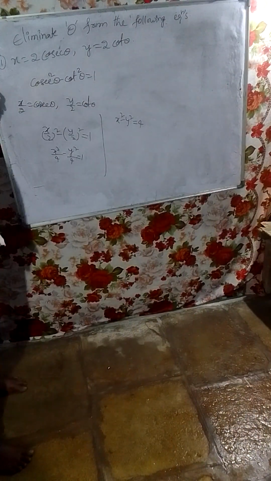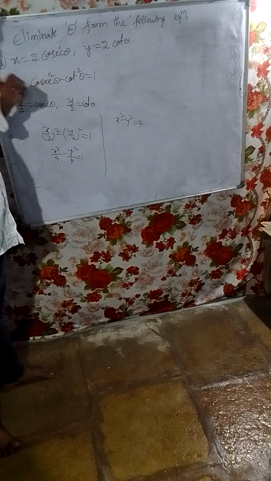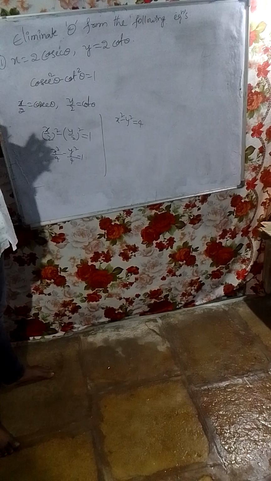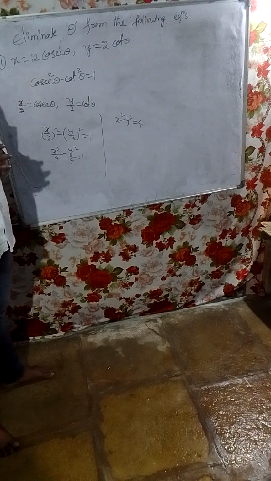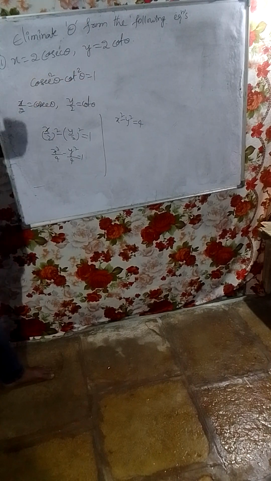Eliminate theta from the following equations. x equal to 2 cosec theta, y is equal to 2 cot theta. We know the relation between cosec and cot theta. What is the relation? Cosec square theta minus cot square theta is equal to 1.